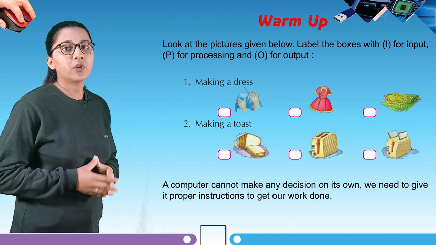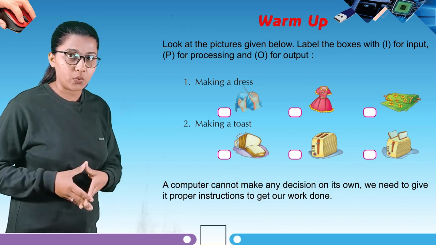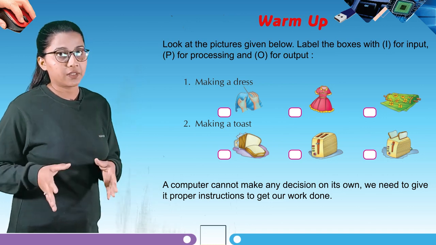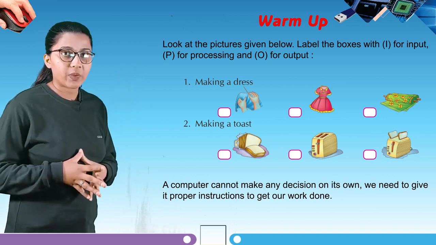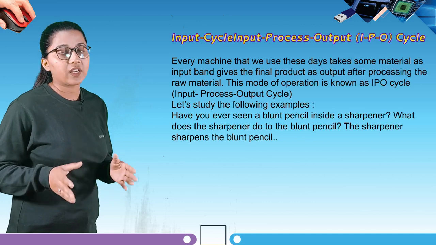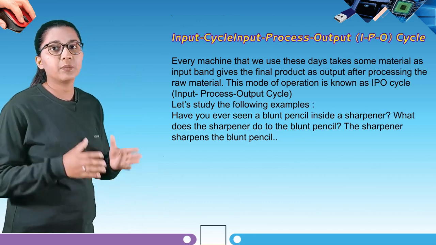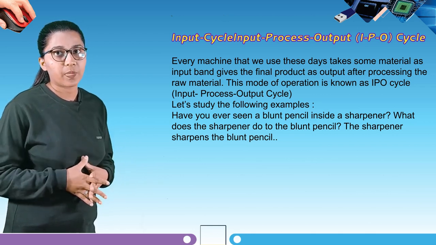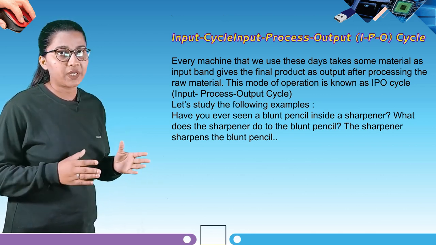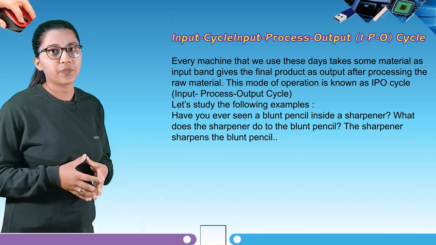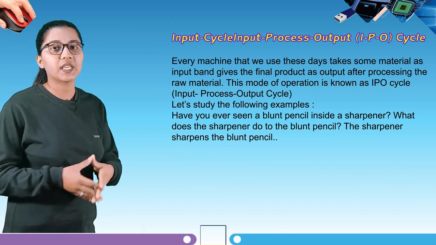A computer cannot make any decision on its own. We need to give it proper instructions to get our work done. So, our first topic is input, process, output, IPO cycle. Every machine that we use these days takes some material as input and gives the final product as output. After processing the raw material, the mode of operation is known as IPO cycle, input, process, output cycle.